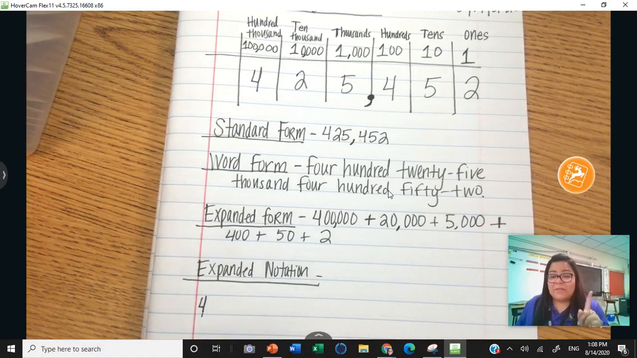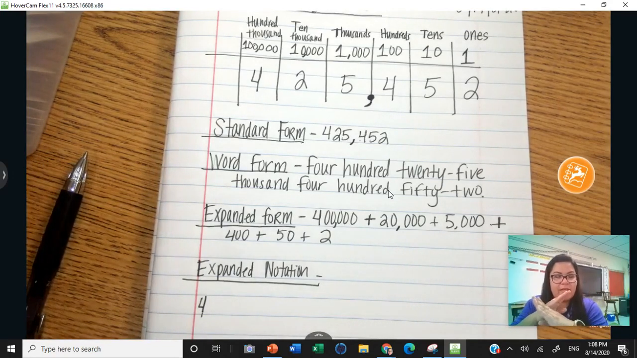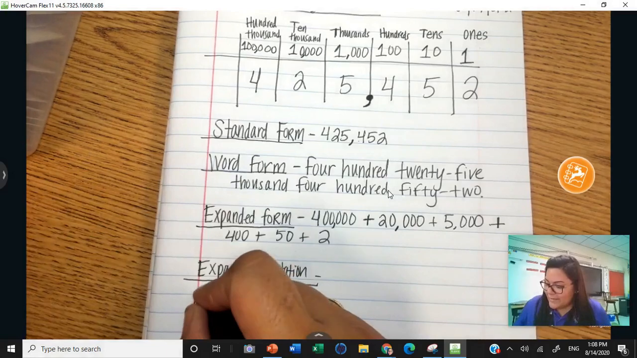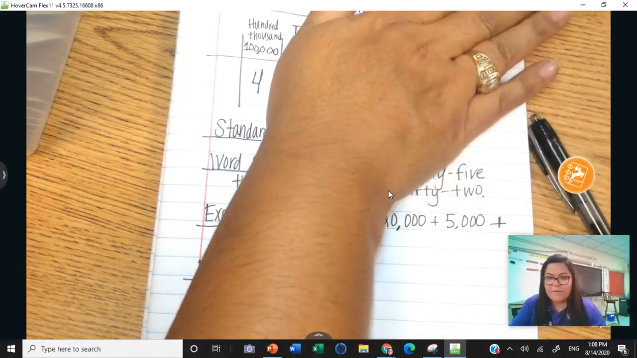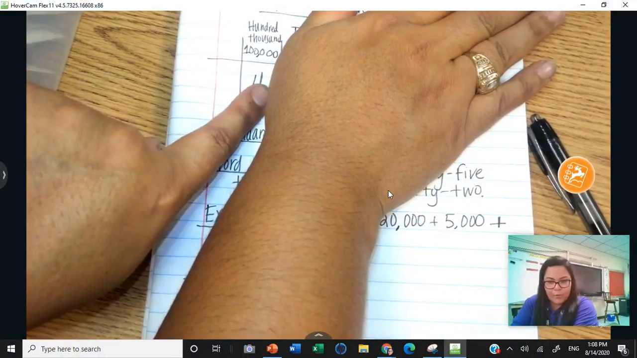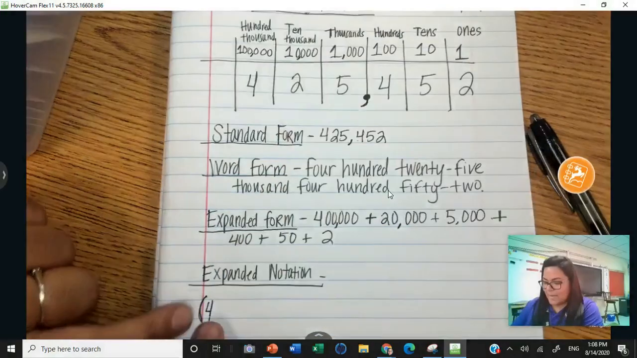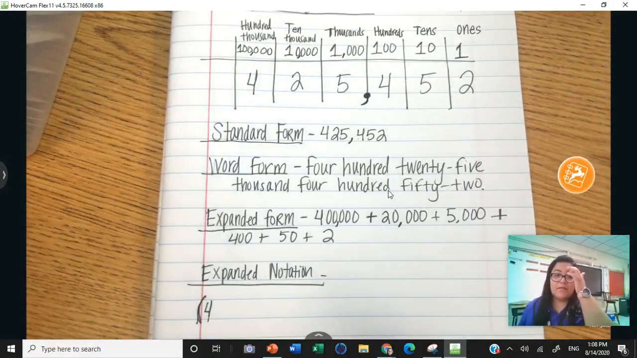And I forgot to tell you something. Expanded notation not only uses multiplication, but they also use parentheses. I call these my little houses. So the very first number I'm going to focus on is just a 4. It's just a 4. So I wrote down my 4 and I'm locking it in inside the house, inside the parentheses.